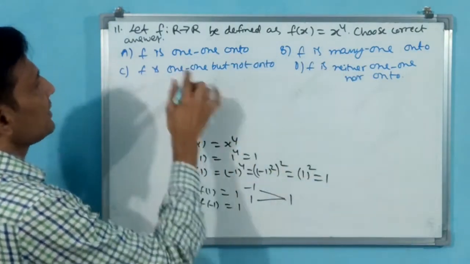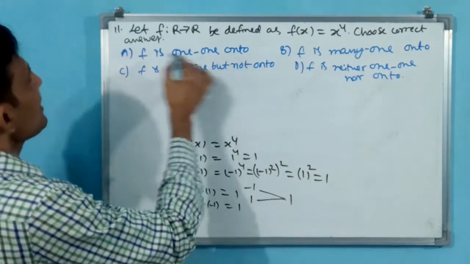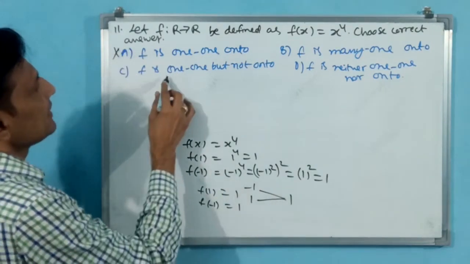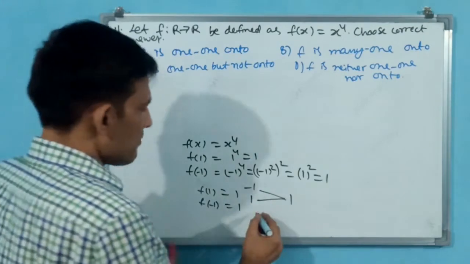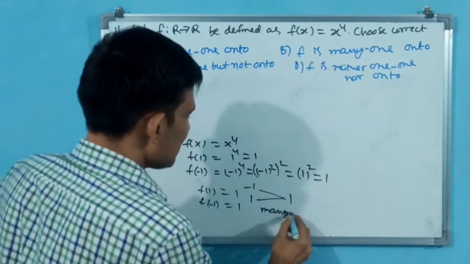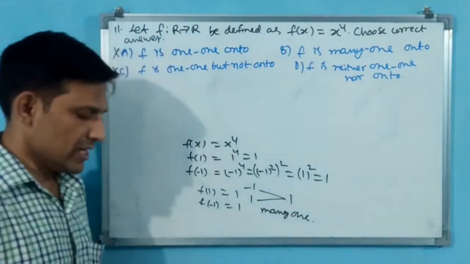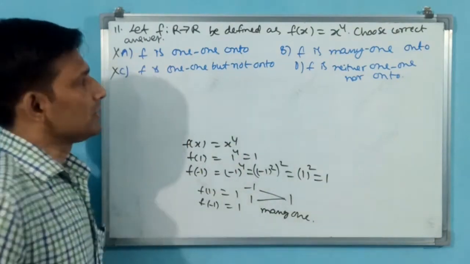But F is one-one, like he is telling, you cross it. Why? Because this is not one-one, this is many-one. Many-one. Okay. Now we go for onto also.